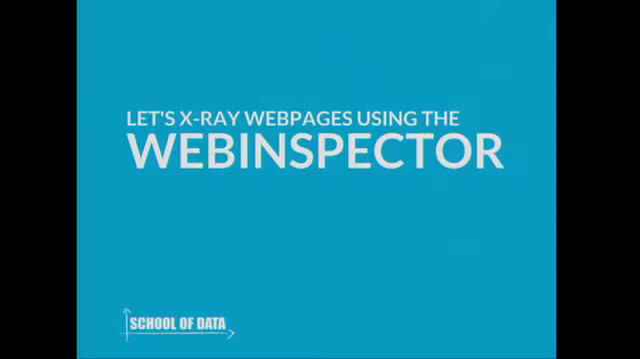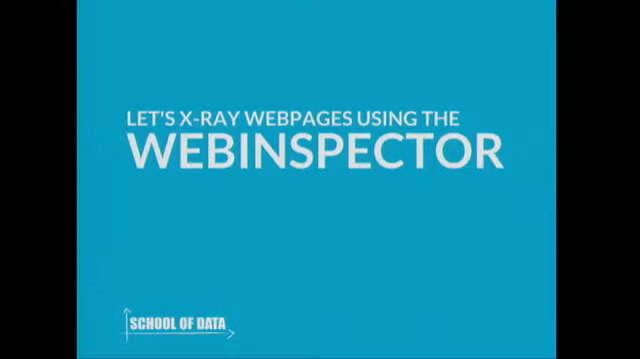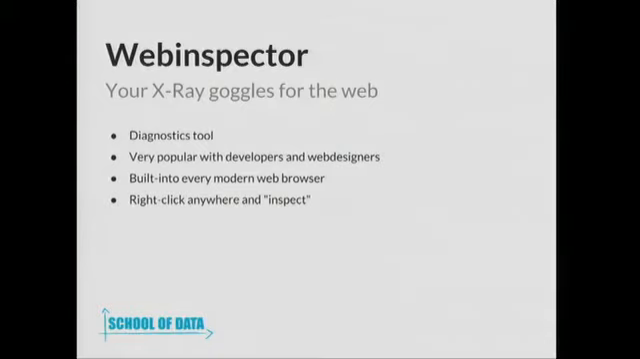Okay. So to do that, how can we understand the web pages in a way that it's easy for us to identify those boxes, identify where the information is? We can use something called the Web Inspector, which really is X-ray goggles for web pages. The Web Inspector is a diagnostics tool. It's very popular with developers and web designers, and it's built into every modern web browser. And you just right-click anywhere, and you inspect.